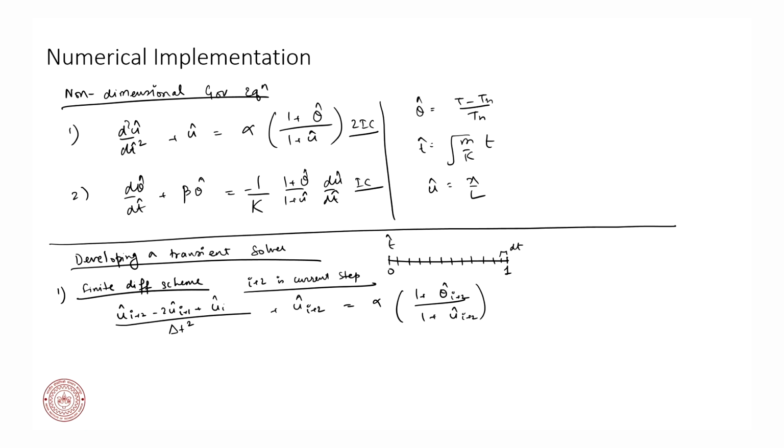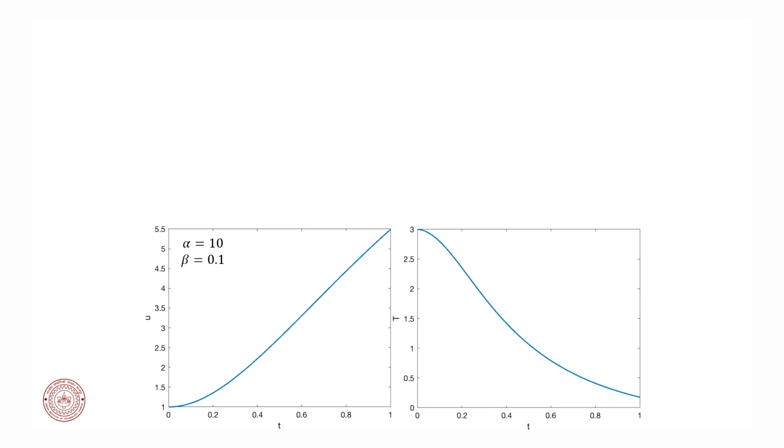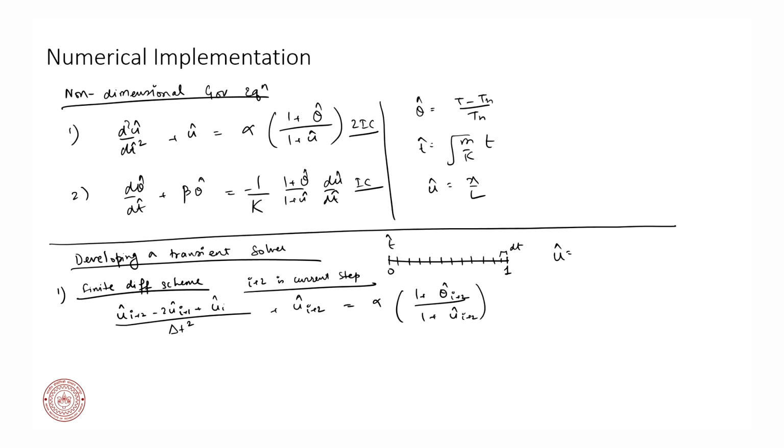One thing we can assume is a general matrix of u and a general matrix of theta. So, we can define our u vector, u hat. We can say our initial displacements are 1. Let us take it from point 1. If you look at our solution, it starts from 1 onwards. So, let's define our initial conditions.